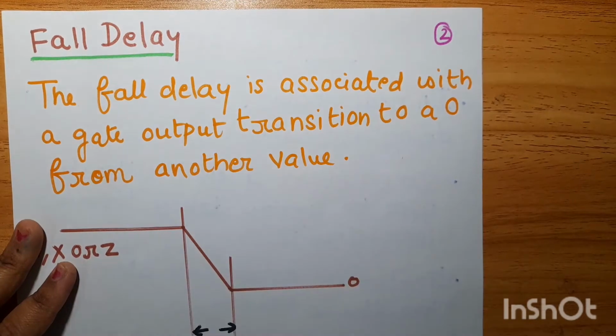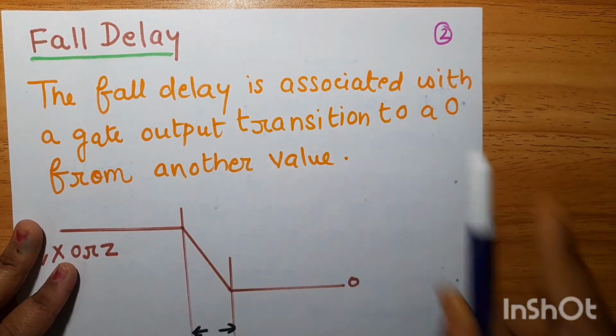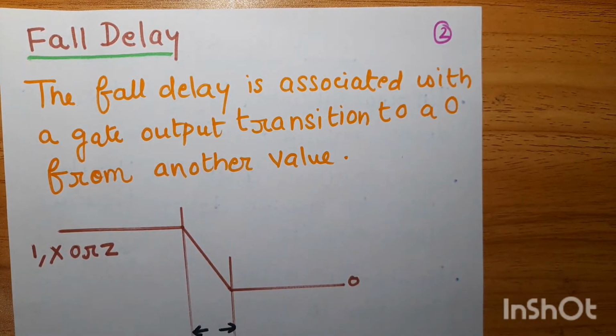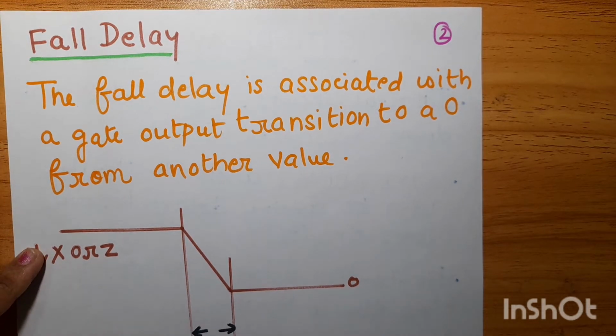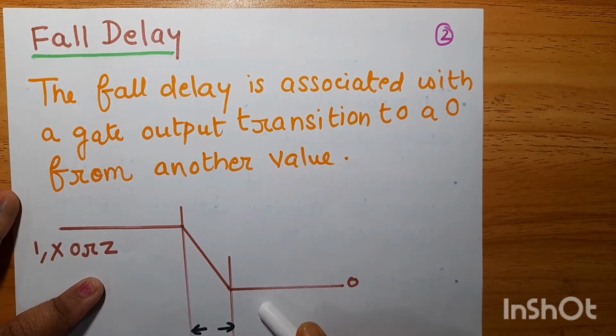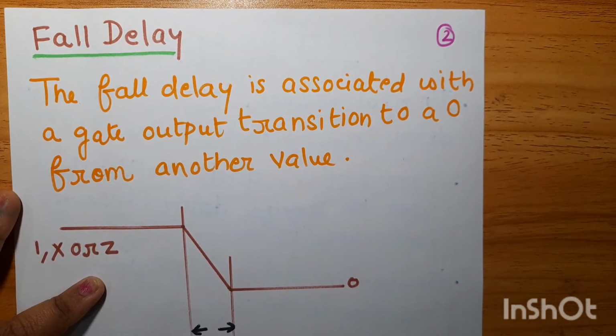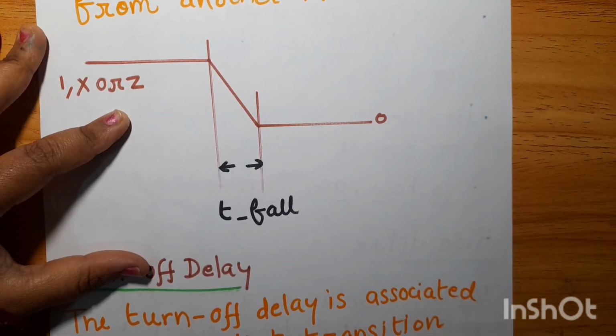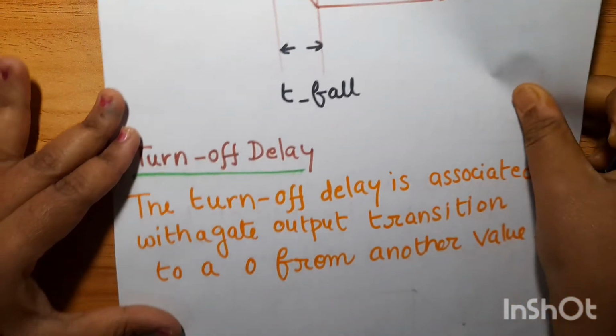Now, what is the fall delay? Fall delay is associated with a gate output transition to a 0 from another value, that is 1, X or Z to 0. What is the time taken to transition from 1 to 0? It is called the T fall. That is the fall delay.